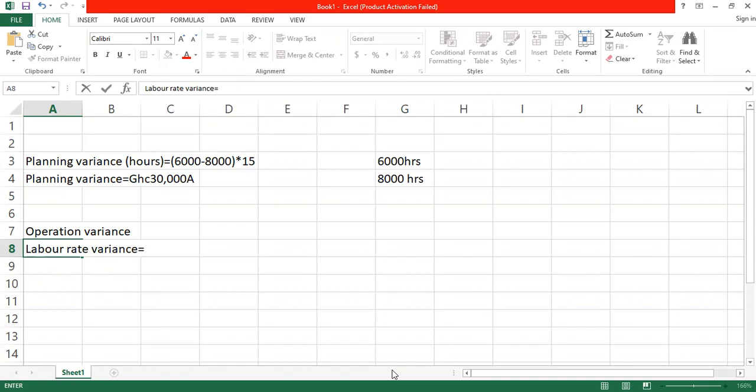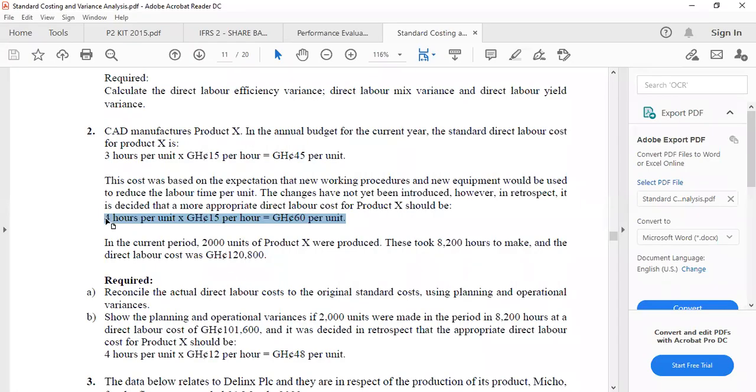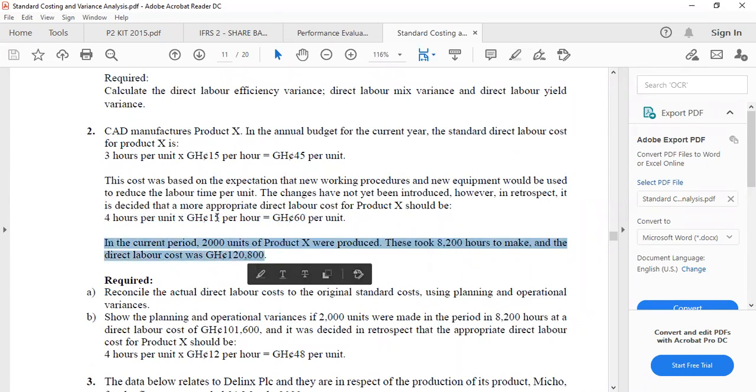If you are looking at the operational level, the revised budget now becomes the standard for them. This is not the actual. We compare with the standard. So what are we doing? We are going to do standard rate minus actual rate times the actual hours worked or paid for, isn't it?